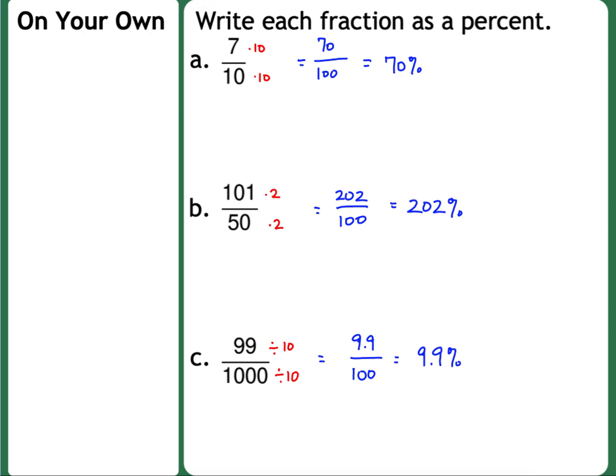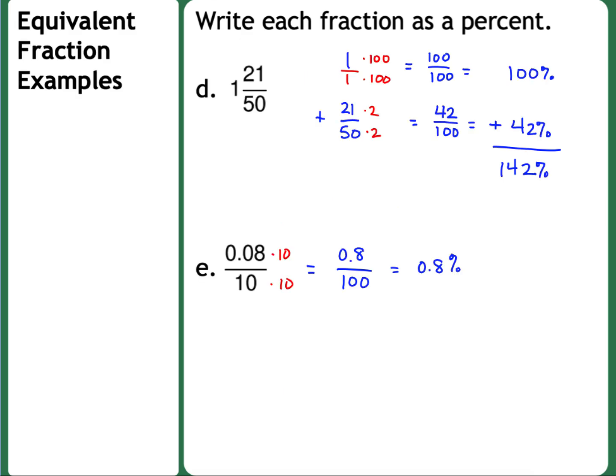Let's look at a couple more examples that are a bit more tricky. So if we wanted to write 1 21/50ths as a percent, there's multiple ways to do it, but how I would recommend doing it is take the 1 and do that separately, then take the fraction portion, the part to whole, 21/50ths, and do that separately. Because 1 21/50ths is the same as 1 plus 21/50ths.